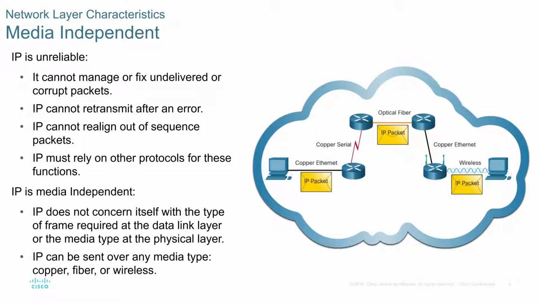IP is totally media independent. It does not concern itself with the type of frame required at the data link layer or the media type at the physical layer. Just like the truck from the post office, we do not know or care what model or make the truck is. The network layer does not know or care what type of connection is being made from the source to the destination. IP can therefore use any media type, whether it be copper, fiber, or wireless.